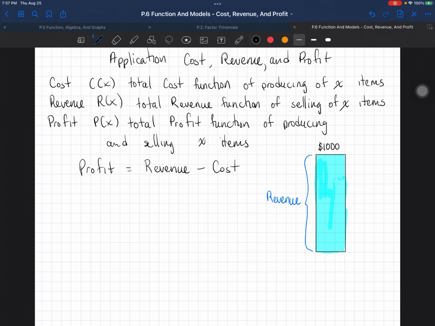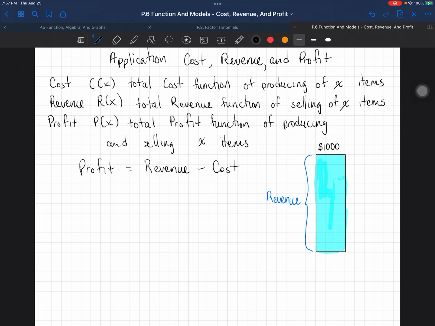So the first one we're gonna talk about is cost function. C of X represents the total cost function of producing X items. Now revenue R of X is the total revenue function of selling X items. And profit P of X is the total profit function of producing and selling X items.